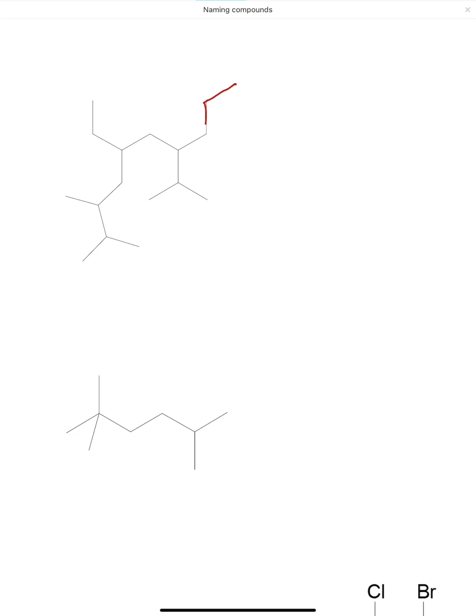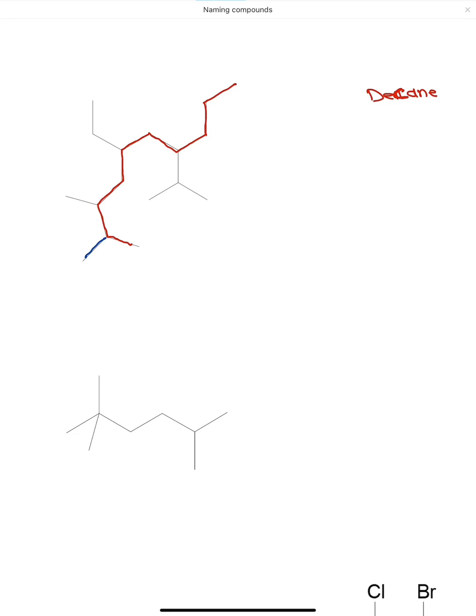So there is 1, 2, 3, 4, 5, 6, 7, 8, 9, 10. So this is the longest carbon chain, and the parent name here is going to be decane. Decane means 10 carbon atoms. So the parent name is decane. And then let's look at the different substituents that we have.